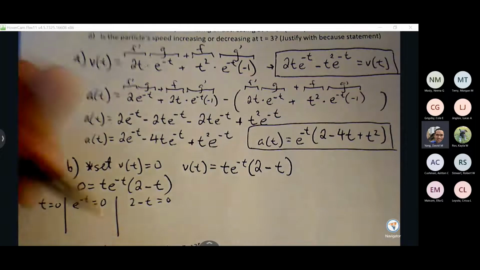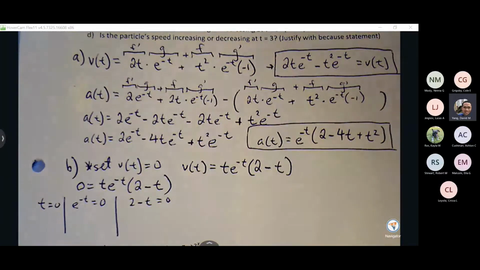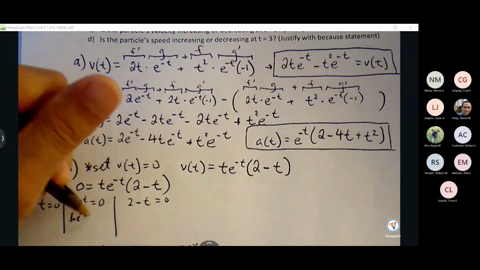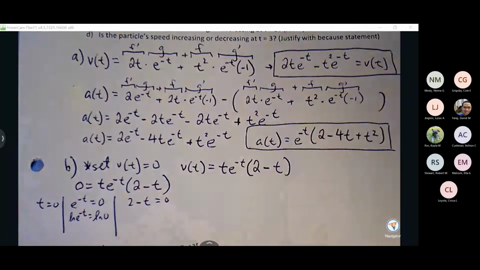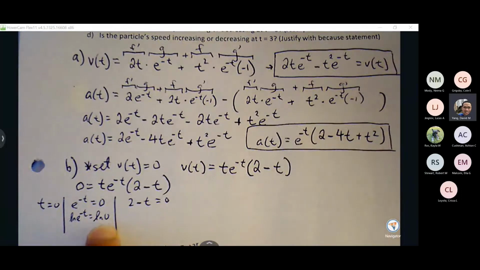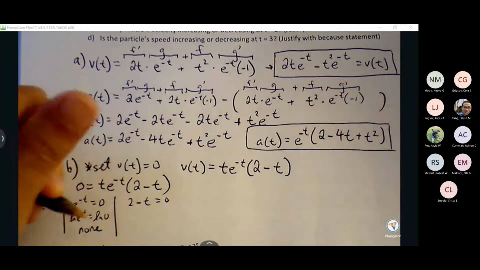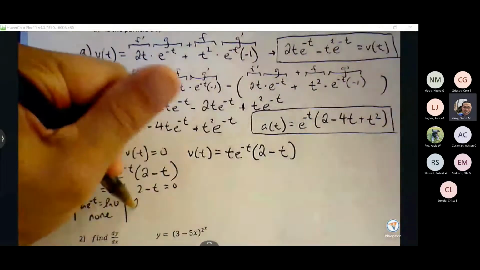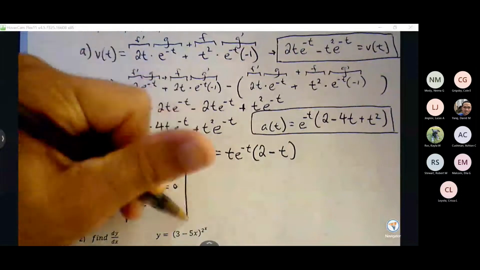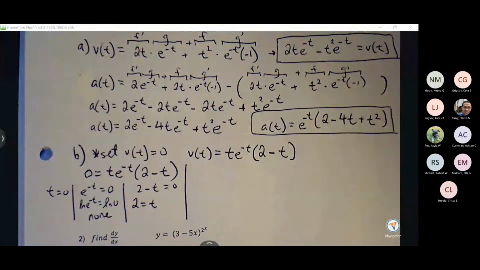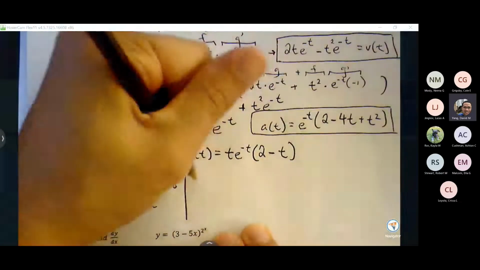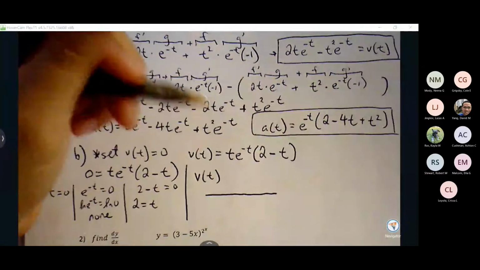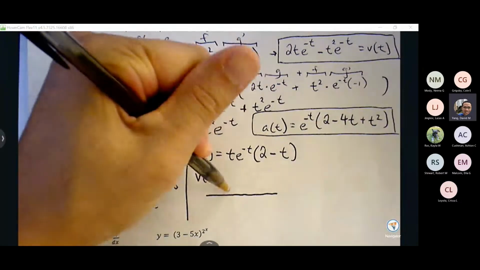All right, t equals 0, that's done. E to the negative t equal to 0. If I want to bring that t down, I can take natural log of both sides. Right, but natural log of 0 is undefined, so we don't have anything here. 2 minus t equal to 0, t equals 2. Okay, so we have 2 critical points. Let's place them all onto our velocity sign line. Just 0 and 2.